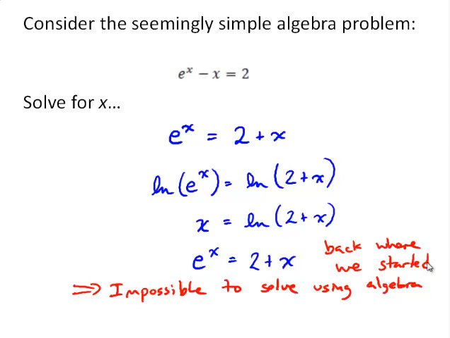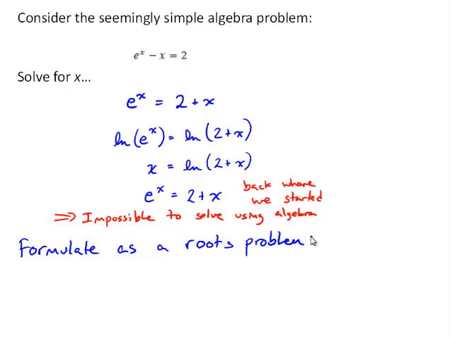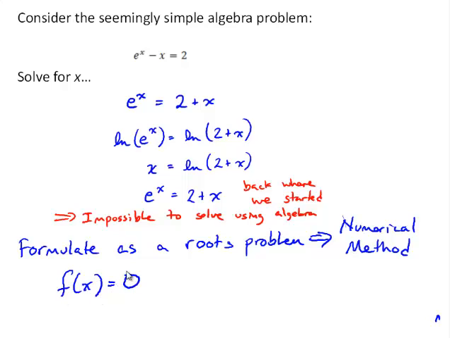But we can solve it by formulating it as a roots problem. We'll formulate it as a roots problem and turn to our first numerical method, that being bisection. To formulate something as a roots problem, we're just going to put it in the form f of x equals 0, and then we're going to solve for x. A roots problem is to solve for x.